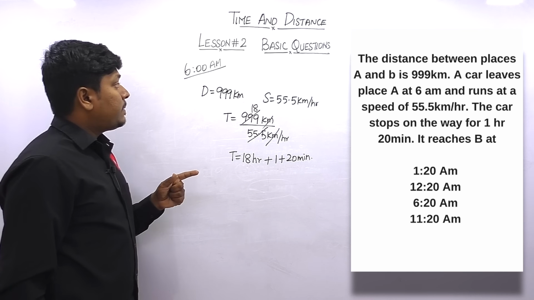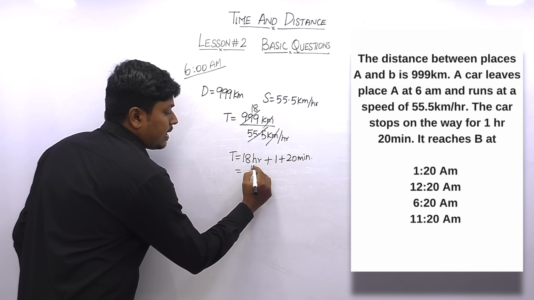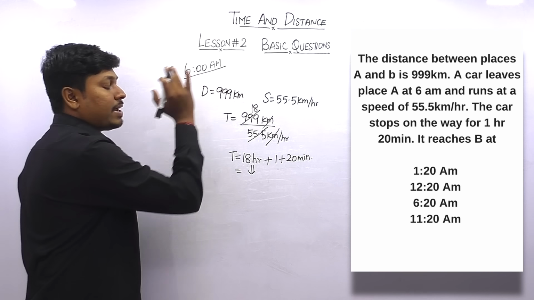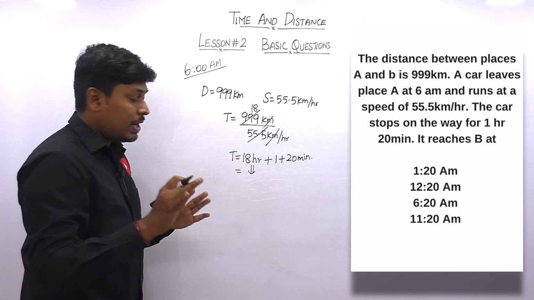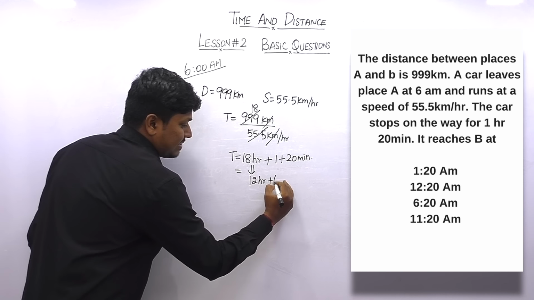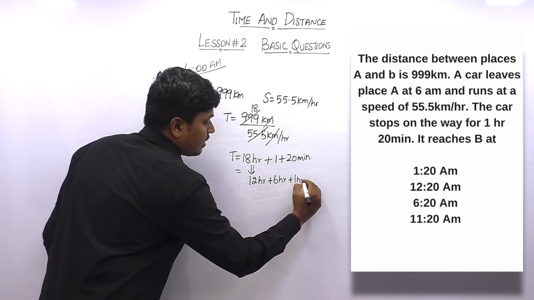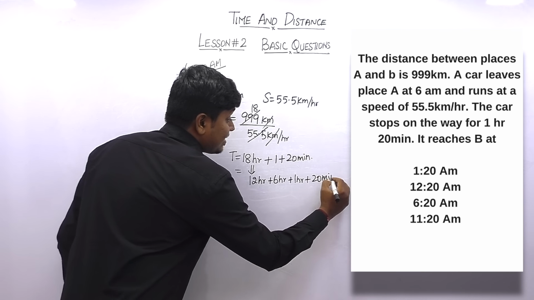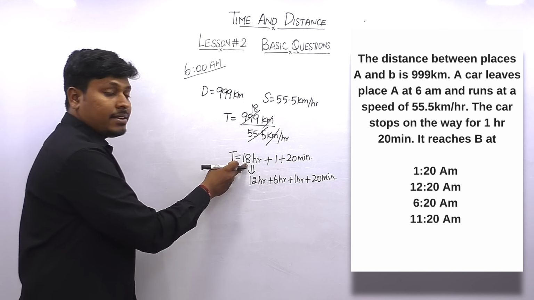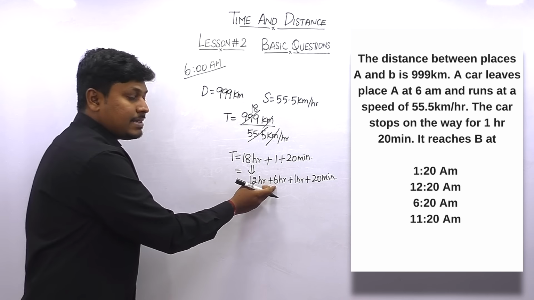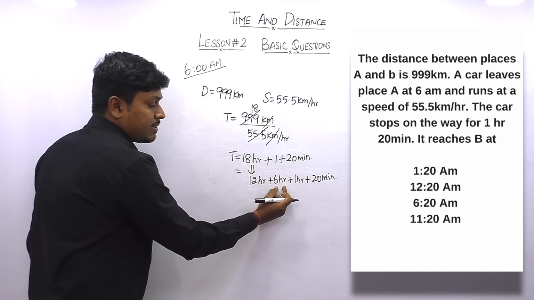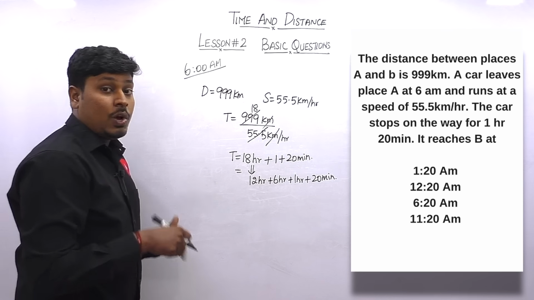So let me do one thing. We can write this 18 hours as, it is your wish, right? If you are brilliant, you can directly add this with 6 am. If you are a beginner, do like this. 18 hours can be written as 12 hours plus 6 hours, and then 1 hour plus 20 minutes, for the easiest calculation, got it friends? For the easy addition, I am converting this 18 hours as 12 hours, then 6 hours. 12 plus 6 will be 18 hours. So I am writing 18 hours as 12 hours, 6 hours, then 1 hour 20 minutes. Now it is easy to add.